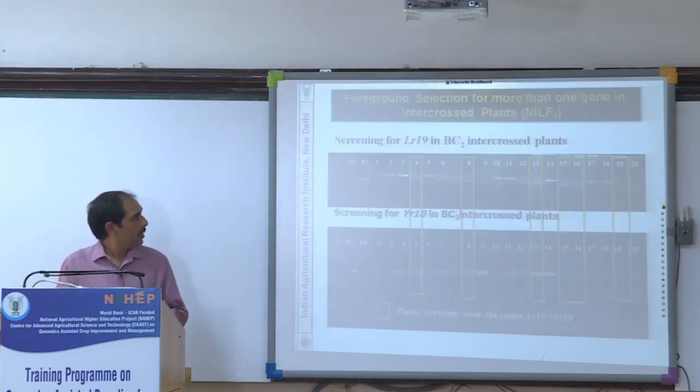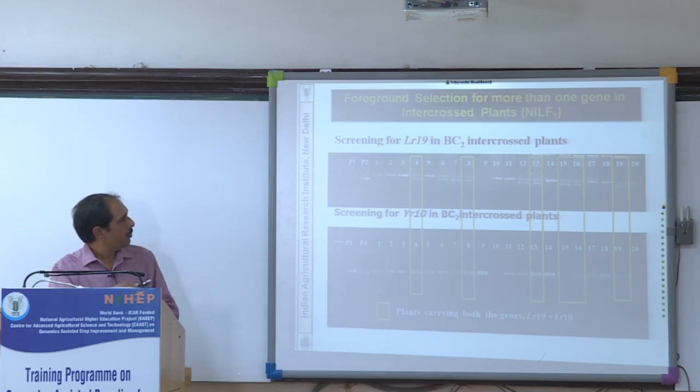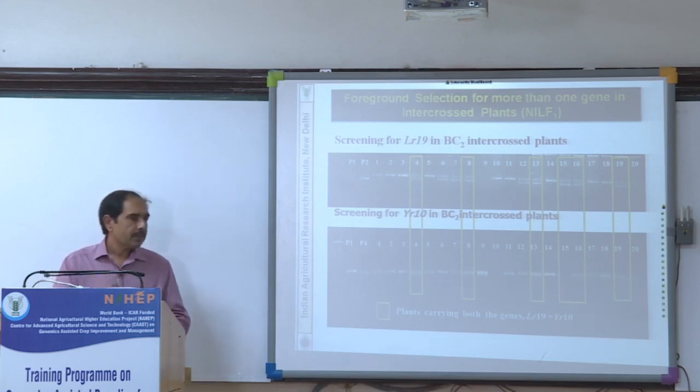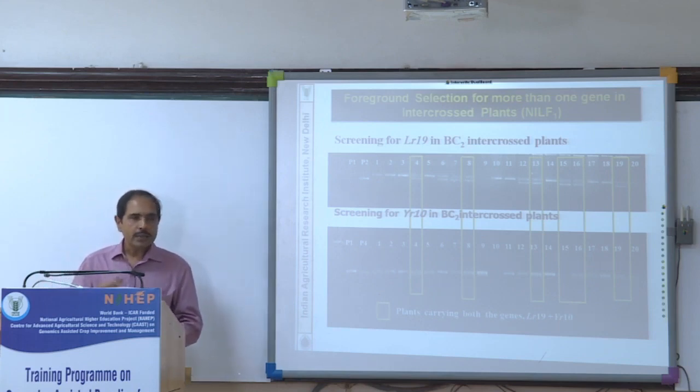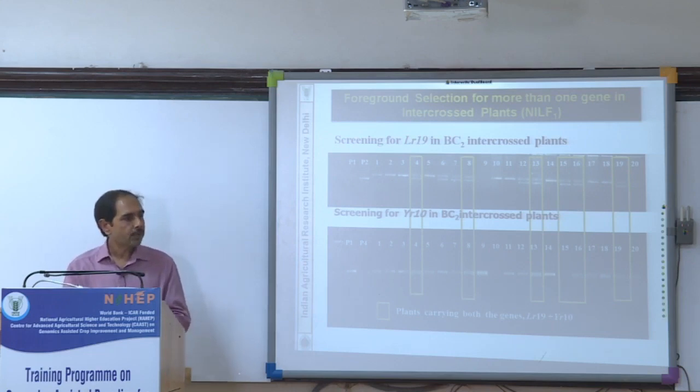And this is again a combination of plants. If you see plant number 4, it carries LR19 and YR10. So you have to screen for LR19, then you have to screen for YR10, and then you can identify plants which are carrying both. Here you can see this is in heterozygous condition, and this is also in heterozygous condition. So now you can select plant number 4 because it is carrying both the genes, and then you can get both the genes in homozygous state.